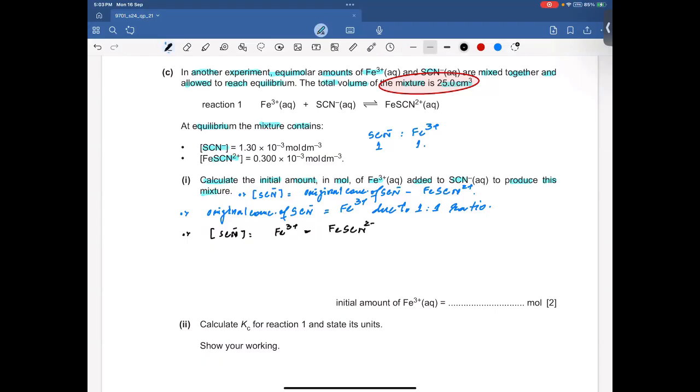FeSCN 2 plus, this is the concentration. Okay. I have to find out the initial amount of this. So we need to subtract these two values, or technically we need to add these two values. So in order to determine this, SCN negative plus FeSCN 2 plus, I need to add these two values. SCN is 1.30 into 10 to the power minus 3 mole per dm3.